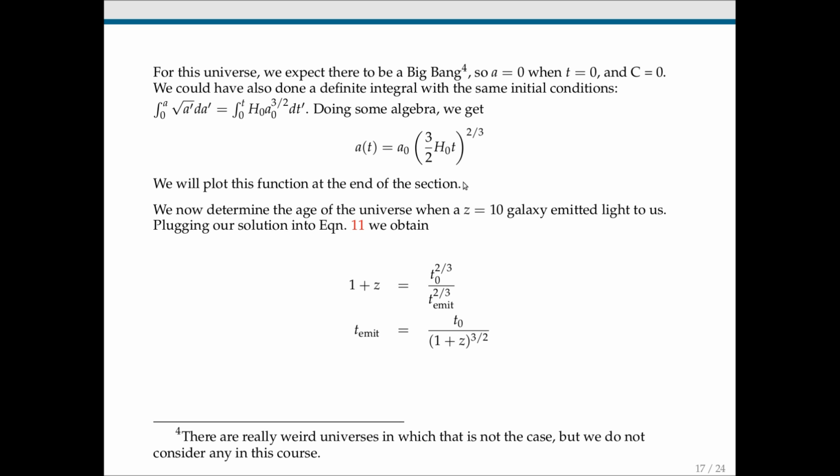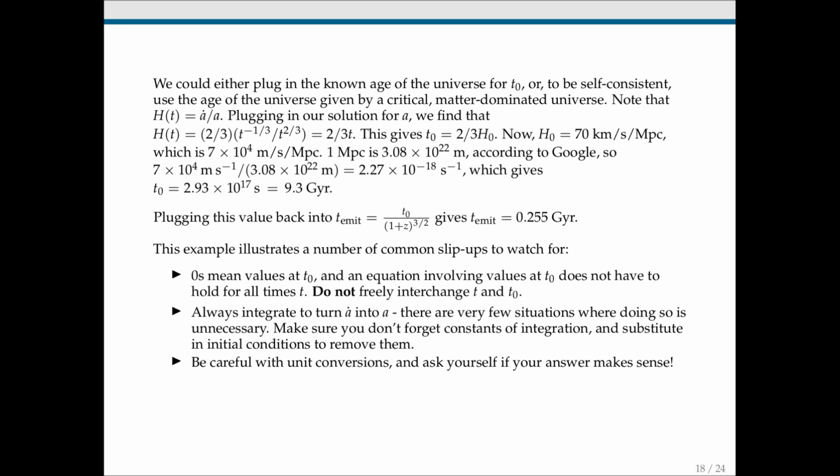We now determine the age of the universe when a z equals 10 galaxy emitted light to us. Plugging our solution into equation 11, we obtain this equation, which we can rewrite as this equation. We could either plug in the known age of the universe for t0, or to be self-consistent, use the age of the universe given by a critical, matter-dominated universe.